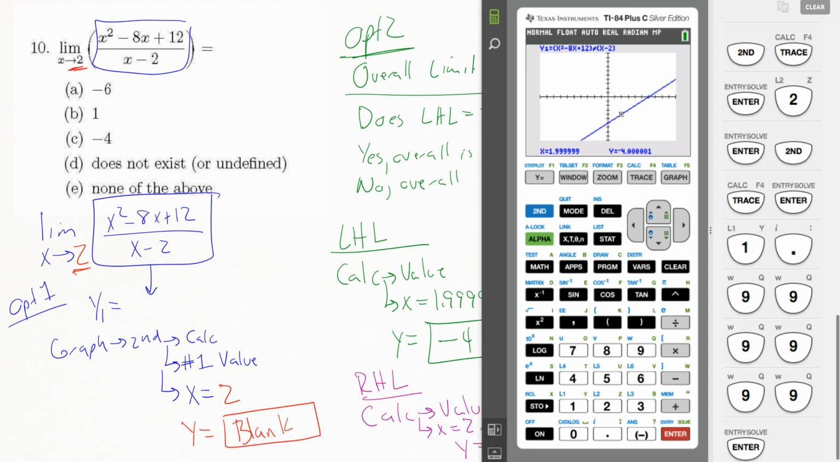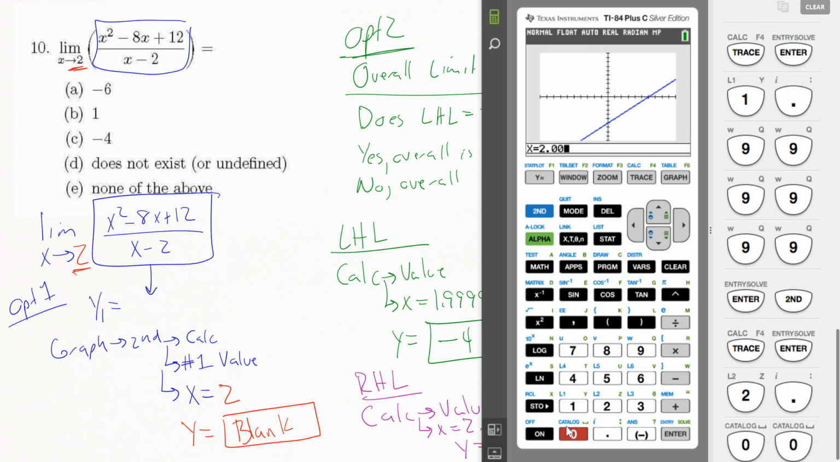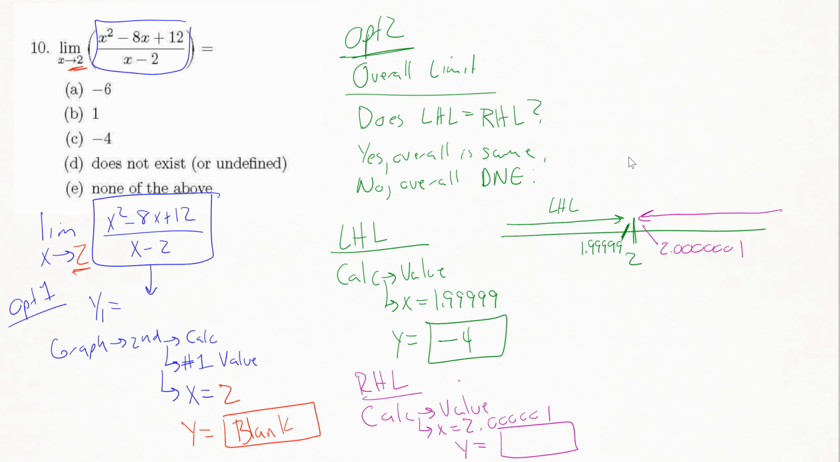So back into the calculator, go to my second calc, and then number 1 value. And again, from the right-hand side, I'll be typing in 2.000001, and I hit enter, and now it gives me negative 4 straight up. So I have negative 4 for my right-hand limit. Those two things are equal, which means my overall would be the same. So my overall limit answer in this situation would be negative 4. So anytime we need a limit of an equation, we can use our calculator to do all the heavy lifting for us.